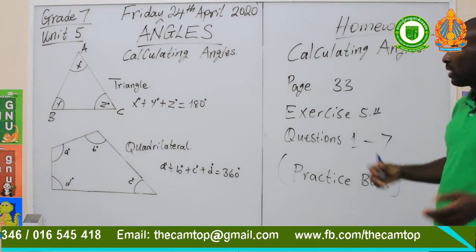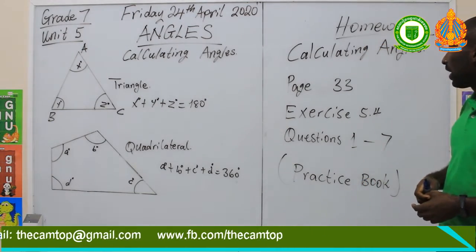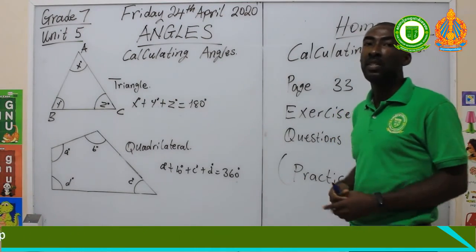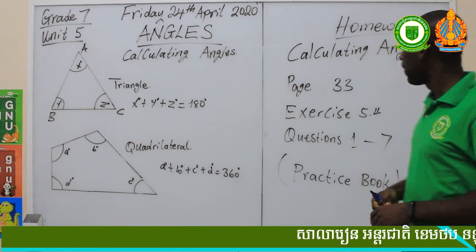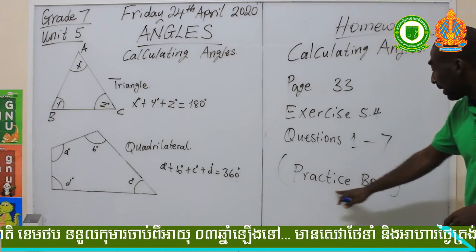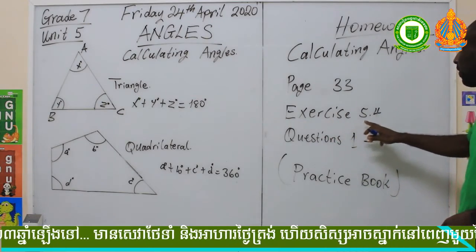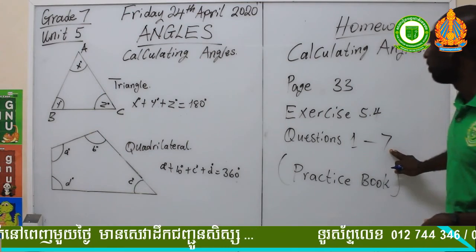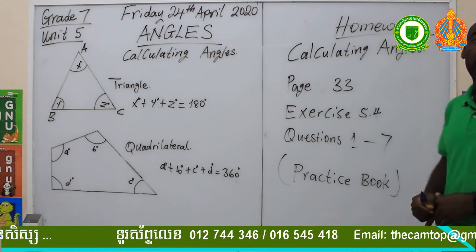We will finish our lesson by having a homework so that you don't forget your lesson about angles. So you have an activity to do before our next class. Our homework is picked from page 33 of our practice book. We are doing exercise 5.4. We are doing question 1 up to 7. And this is enough to keep you busy.